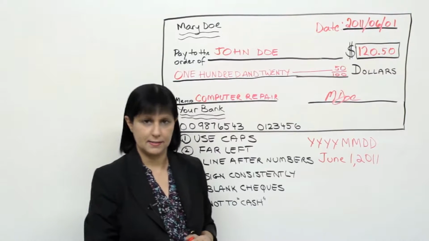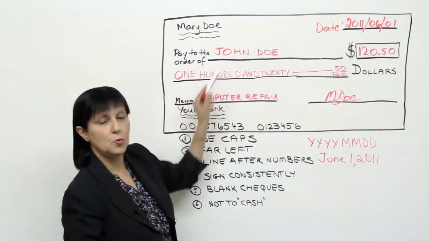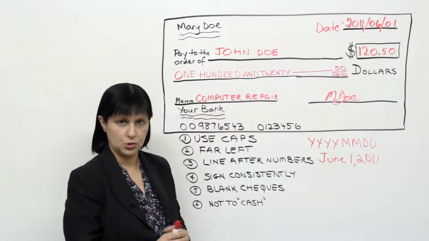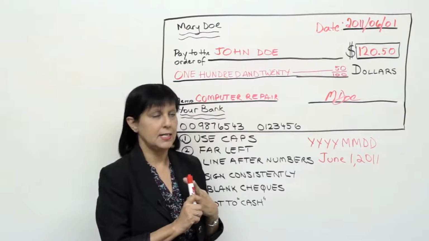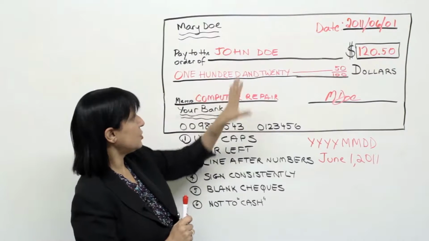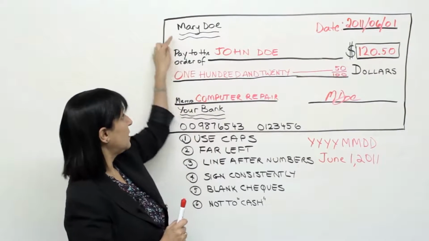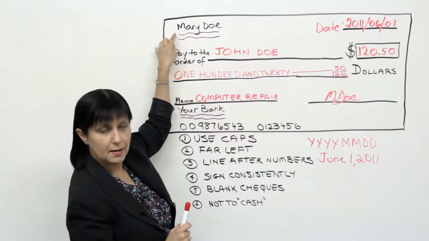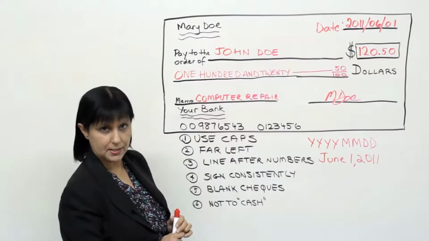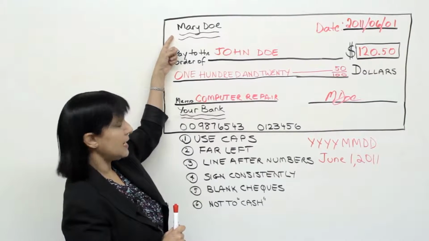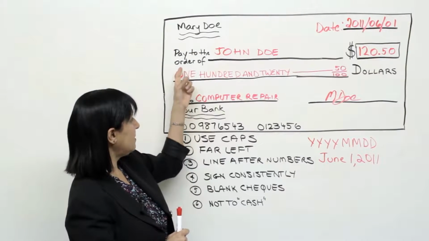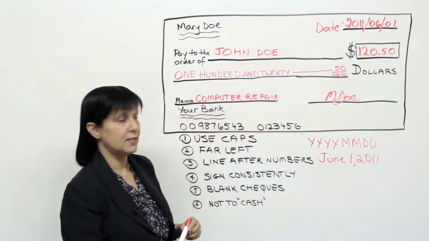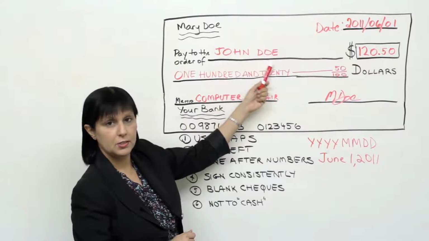What do we do next? We write who we are going to write this check to. We write the name of a person or a business. In this case, this is a check that belongs to Mary Doe. It is Mary Doe's check. So Mary's name and address is often written in this place. Then Mary is paying this check to someone named John Doe.